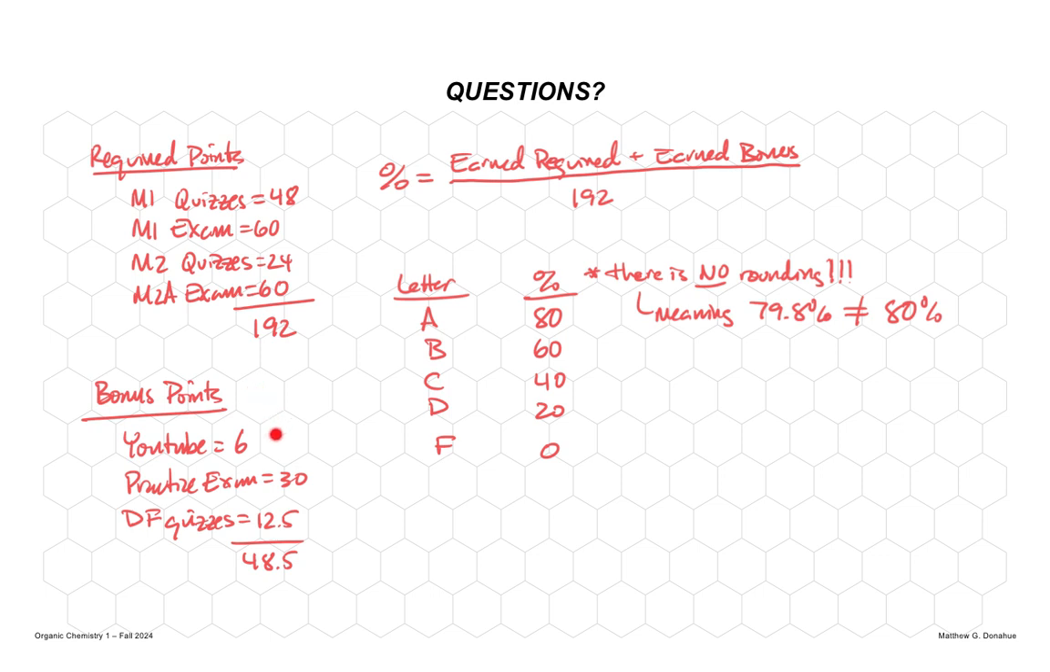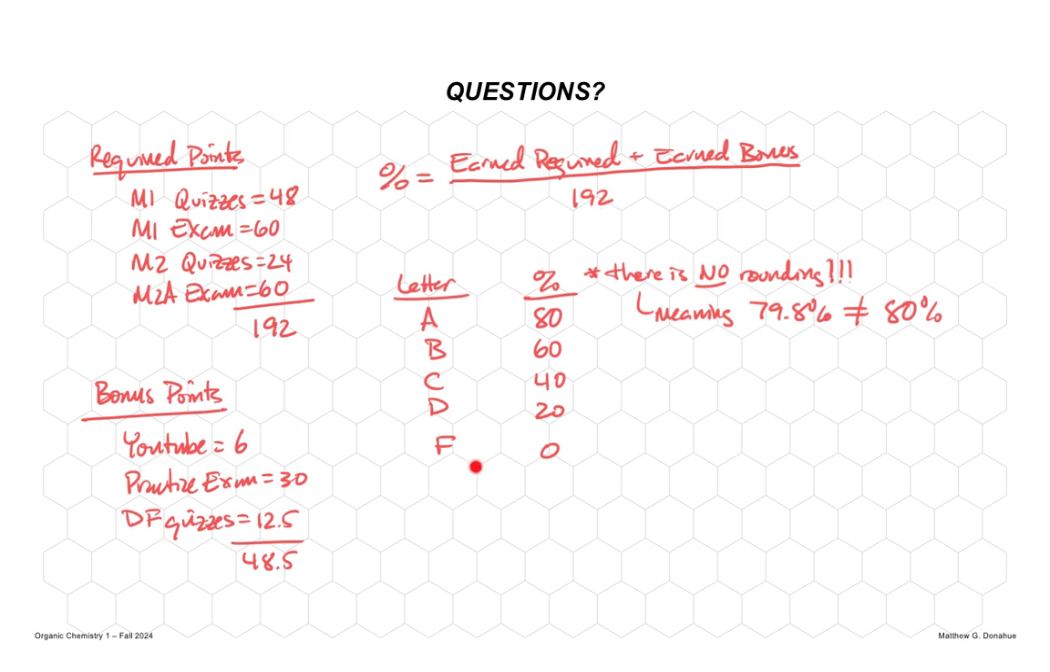So bonus points, if you subscribe to YouTube, that's 6. So that's sort of all or nothing. The practice exam was out of 30 points, so whatever you got out of that. And then this DF is discriminant factor. Again, that is something that's spit out from ZipGrade based on the quizzes only. So everyone will get 12.5 points. So whatever you got, number of points, your required plus your bonus divided by 192.